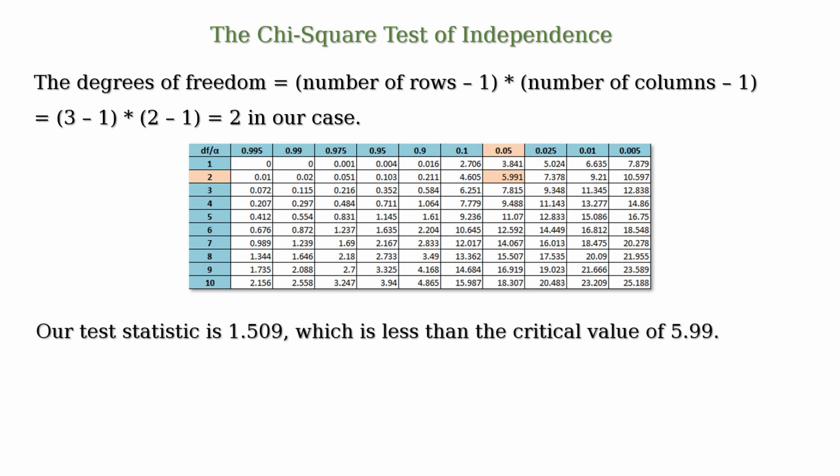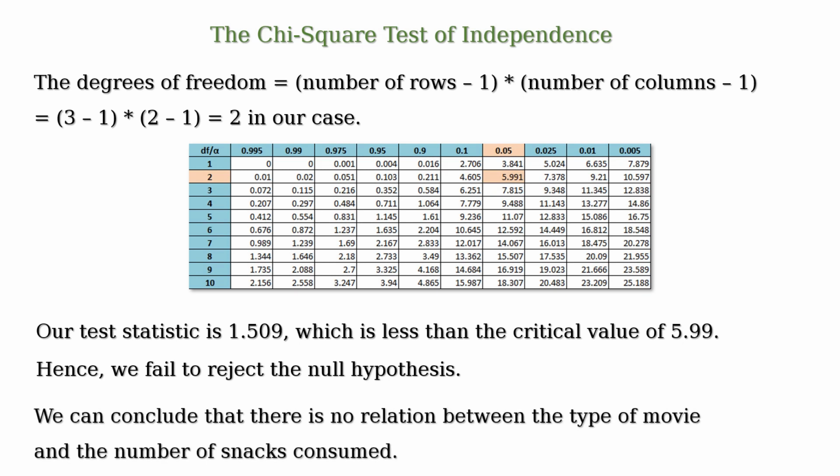Our test statistic is 1.509, which is less than the critical value of 5.99. Hence, we fail to reject the null hypothesis. So, we can conclude that there is no relation between the type of movie and the number of snacks consumed.